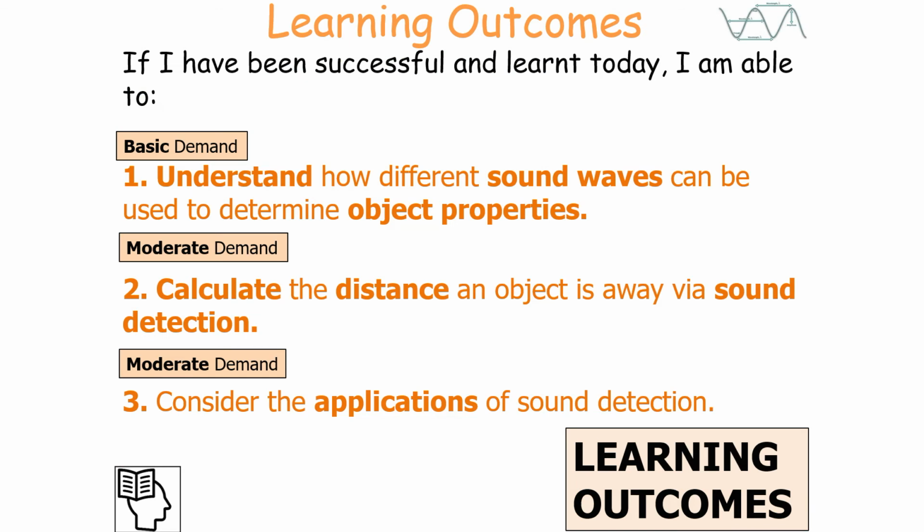So if we've been successful and we've learned in today's lesson, you should be able to understand how different sound waves can be used to determine properties of objects. You can calculate the distance an object is away from another object via sound detection, and we can consider the different applications of sound and wave detection.